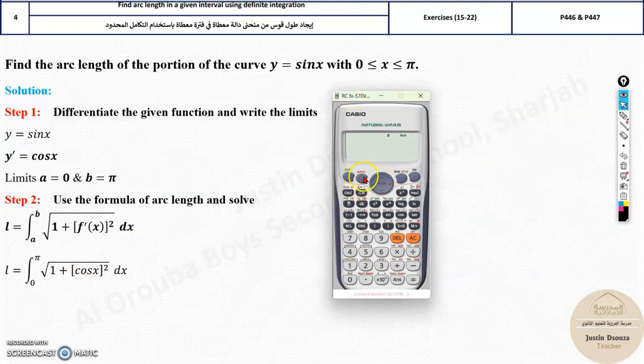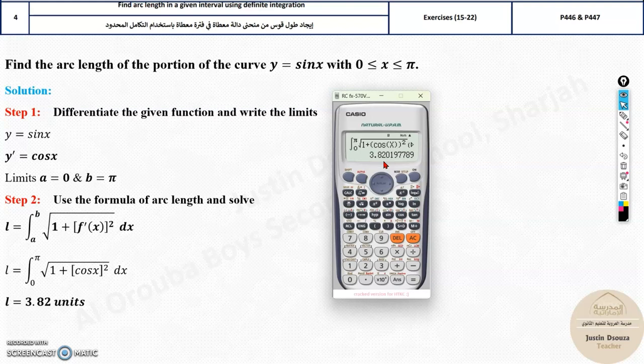Now some of you might not get the correct answer. Let me clear my calculator and I will do it as it is. Integral of square root of 1 plus cos x the whole square. I need to put the bracket, square it, and the limit is from 0 to pi. Now when I press equal to, I'm getting 4.44, but over here it's 3.83. What is the problem? Here we need to change the mode to radian. If you're getting 4.44, that's not right because it's in degrees. You need to change to radian: shift, mode, and 4. And now you will get the correct answer in radian mode.